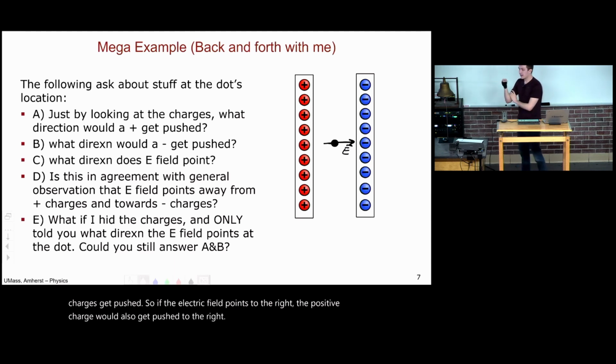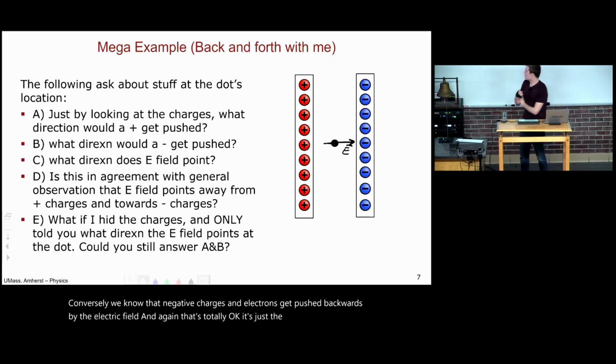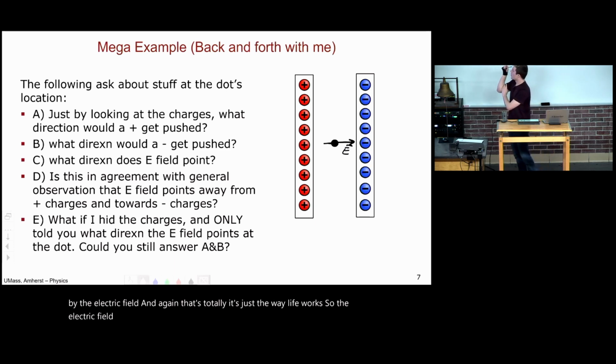Conversely, we know that negative charges and electrons get pushed backwards by the electric field. And again, that's totally okay. It's just the way life works. So the electric field points to the right, so a negative charge would get pushed back towards the left.